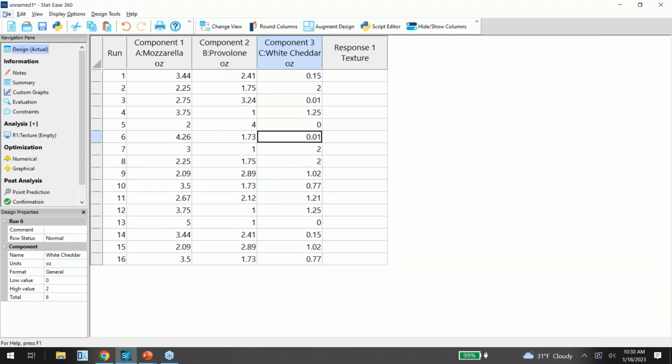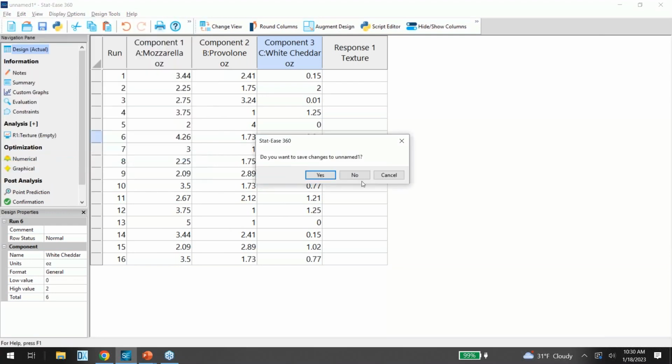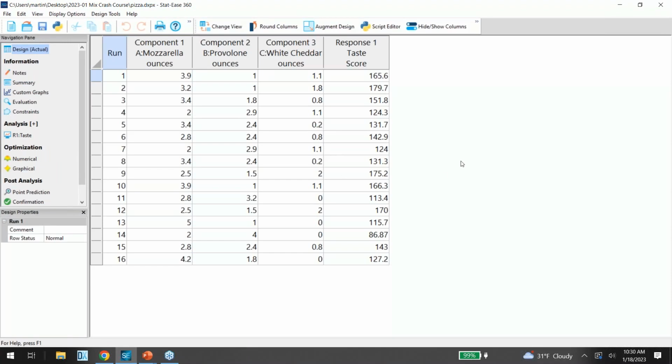Okay. Now I'm just going to open up a data file that already has my responses in there. This one was rounded off to 1 decimal point, which is probably fine. Practically speaking, 3.8 versus 3.9 ounces of mozzarella cheese, I'm not a food scientist by training, but I would guess based on common sense, it's not going to make that much of a difference.